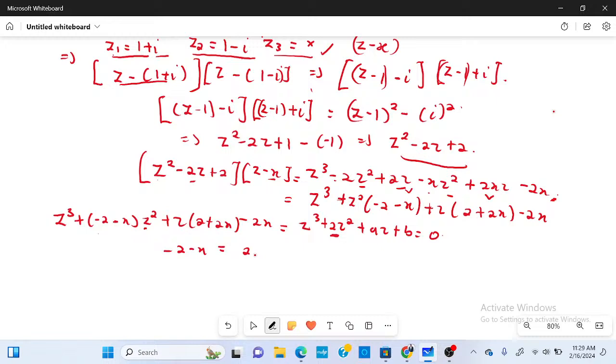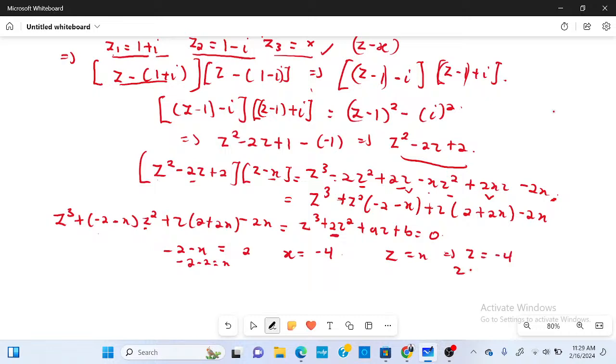So at this point, I can get my x, making x the subject. When I bring x here, I'll send 2 there. So it will be negative 2 minus 2 is equal to x, giving me x of value negative 4. Now you have got to know that x, which was our third root, that was z equals x, is now going to give us z is equal to negative 4.